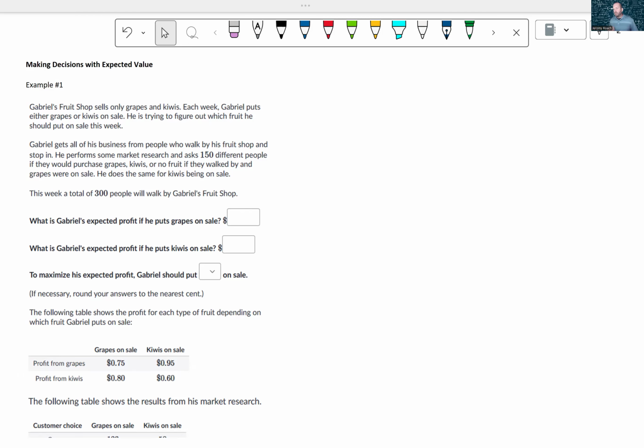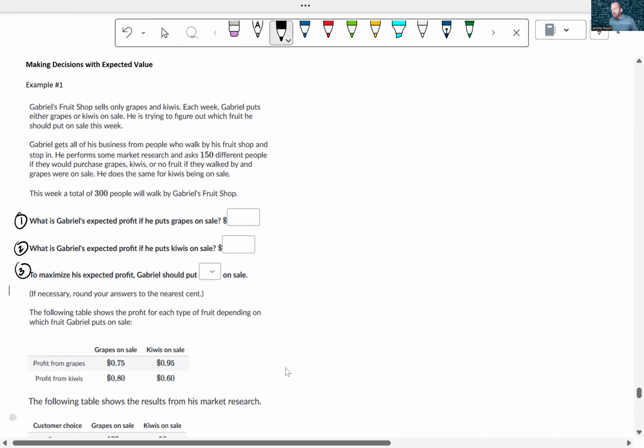And we want to find out a few different pieces of information. The first thing we want to find out is what is the expected profit if he puts grapes on sale? And then the second thing is what's the expected profit if he puts kiwis on sale? And then the third one is, let's compare those numbers and see which he should put on sale, kiwis or grapes.